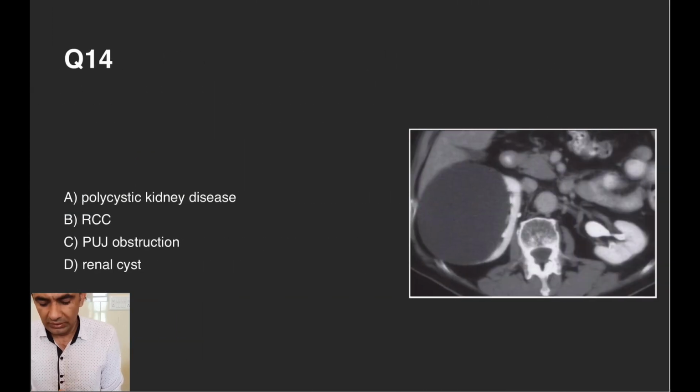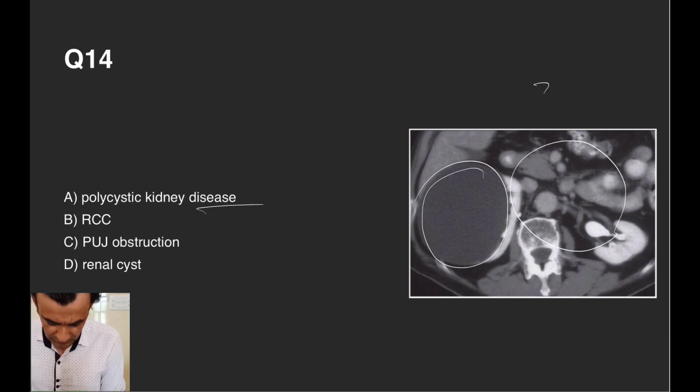There was a question with some history, and on the left side a homogeneous cyst was seen adjacent to the kidney. Large homogeneous cyst. The consistency was the same. So this is not polycystic kidney disease. In polycystic kidney disease, more than 2 cysts will be there. Not PUJ obstruction because there was no connection. This is renal cyst.